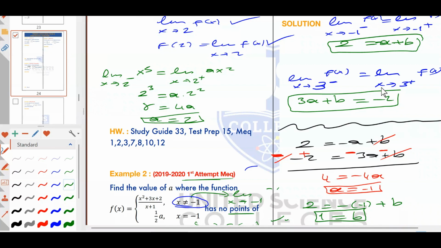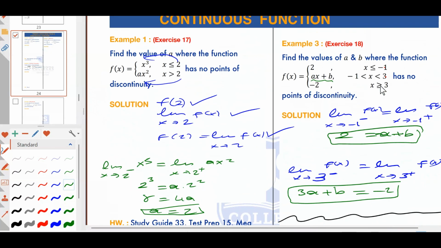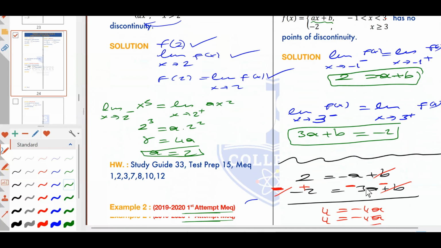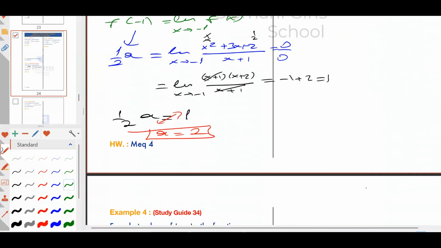So we didn't do anything different. We followed the same methods. We checked right and left sided limits for both of the numbers. Since we have three situations, we have two different boundary numbers. We did the same for both and we got two different equations. We solved the system. All right.